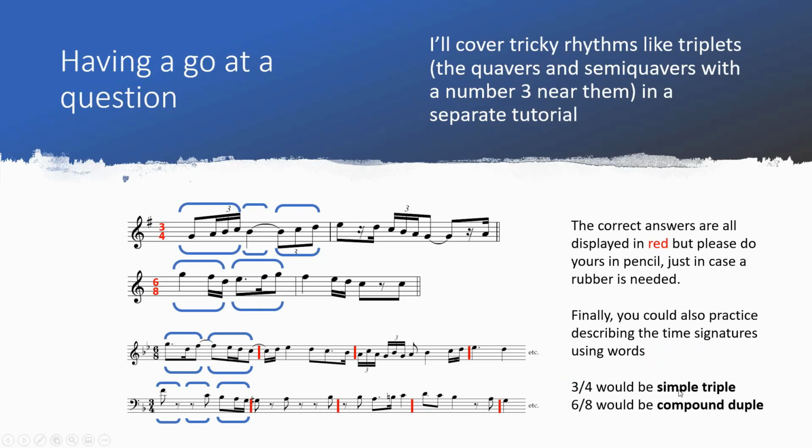So just back to where we started here. Simple triple would be 3/4. Compound duple would be 6/8.